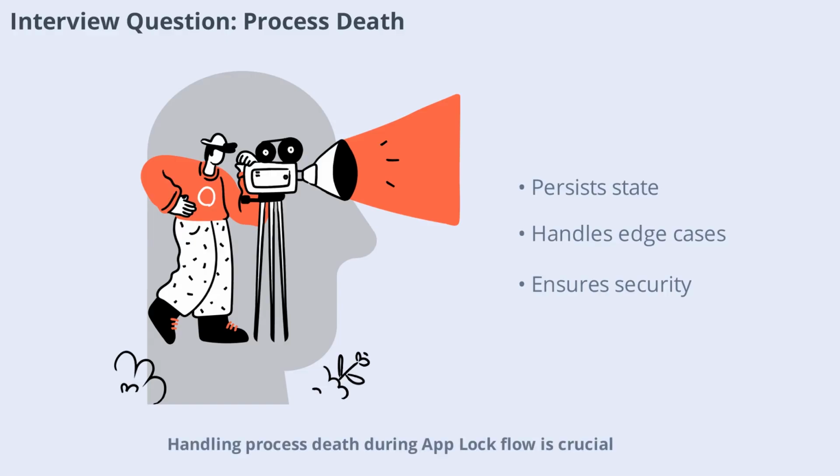Handling process death during app lock flow is crucial. Persist lock state in encrypted storage, revalidate on cold start, and use SavedStateHandle for transient input. This demonstrates your ability to handle edge cases in secure app development.